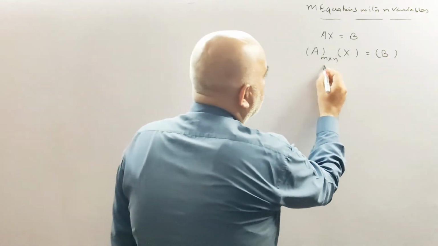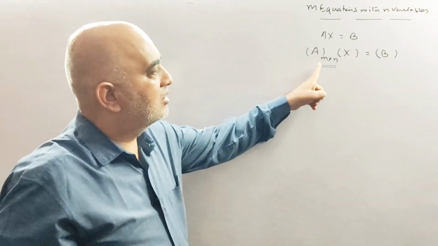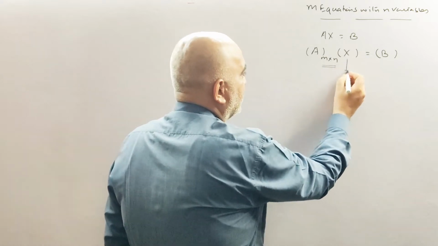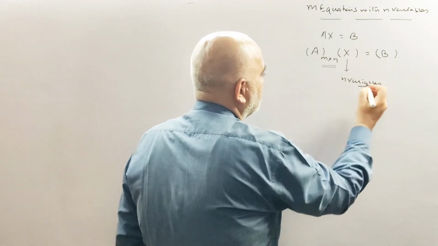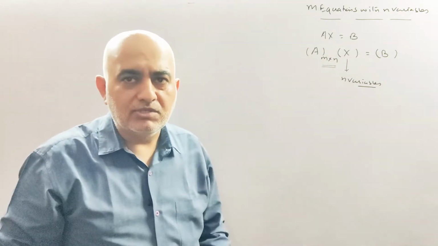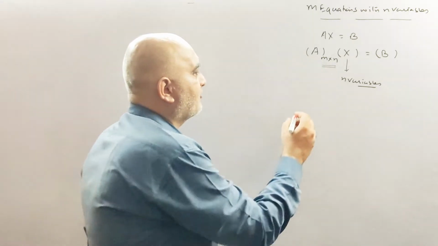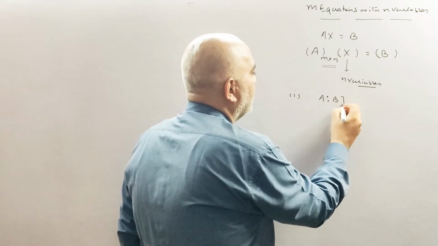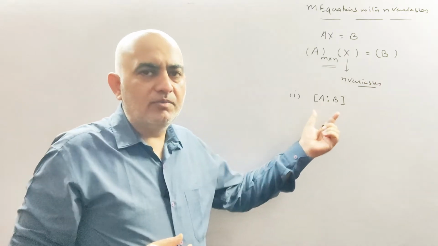So here the order of the matrix A is m × n, where m is the number of rows and n is the number of columns. And this X contains n variables, which we want to calculate from the system of equations, right? To solve this system of equations, first of all, we should write the system into the form of A : B. A : B is called the augmented matrix.